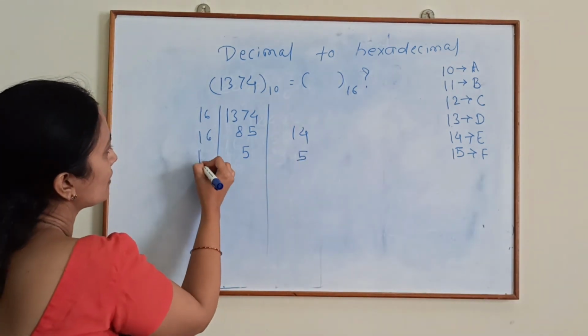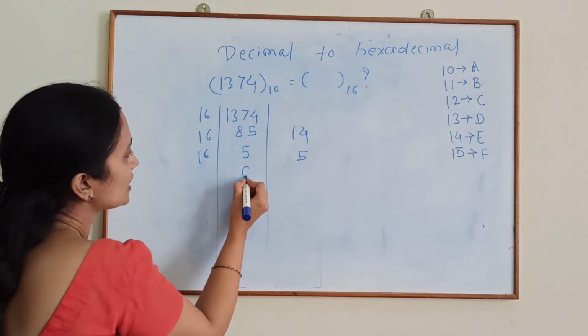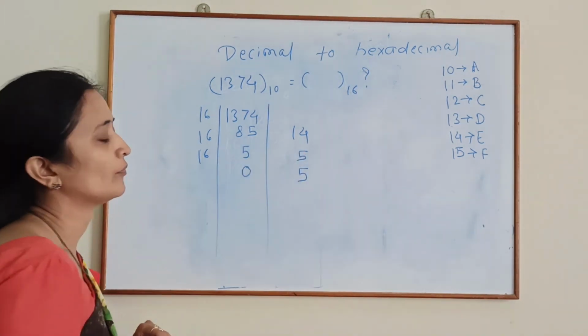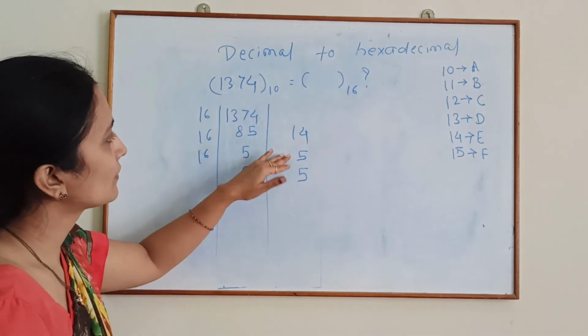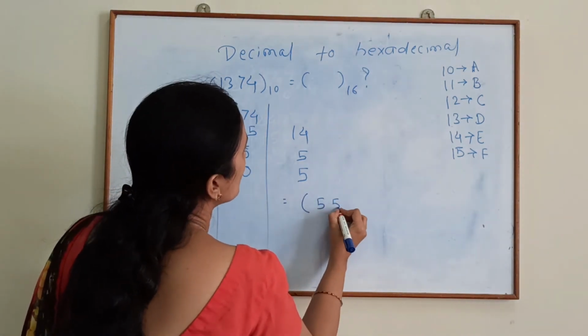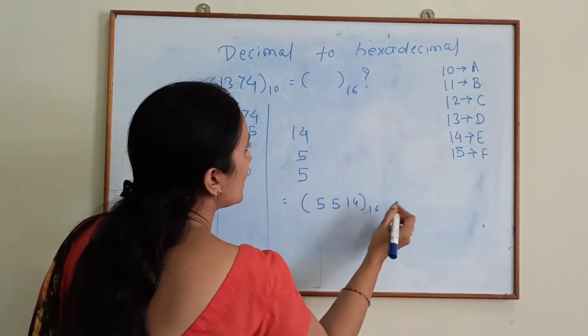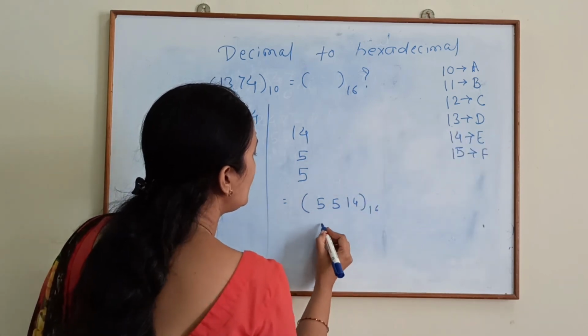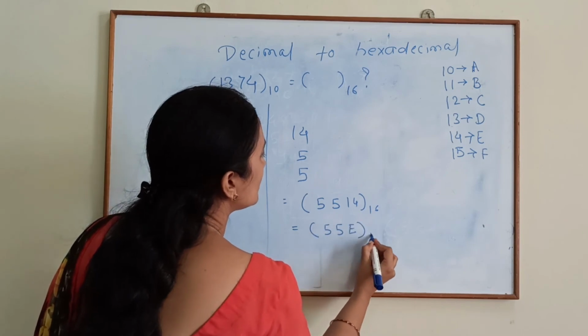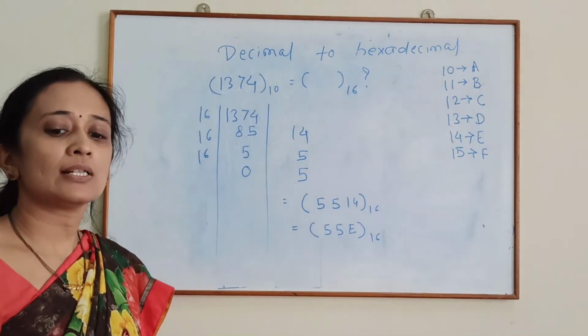We cannot divide 5 by 16. Therefore, 16 zeros are 0 and remainder is 5. Answer is 5, 5, 14. Therefore, hexadecimal equivalent is 5, 5, 14 and 14 is represented by E. Therefore, actual answer is 5, 5, E in hexadecimal number system.